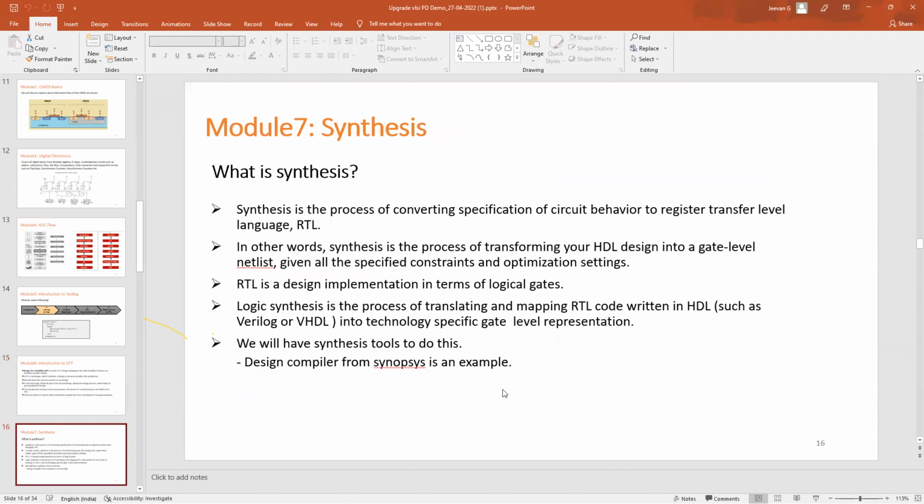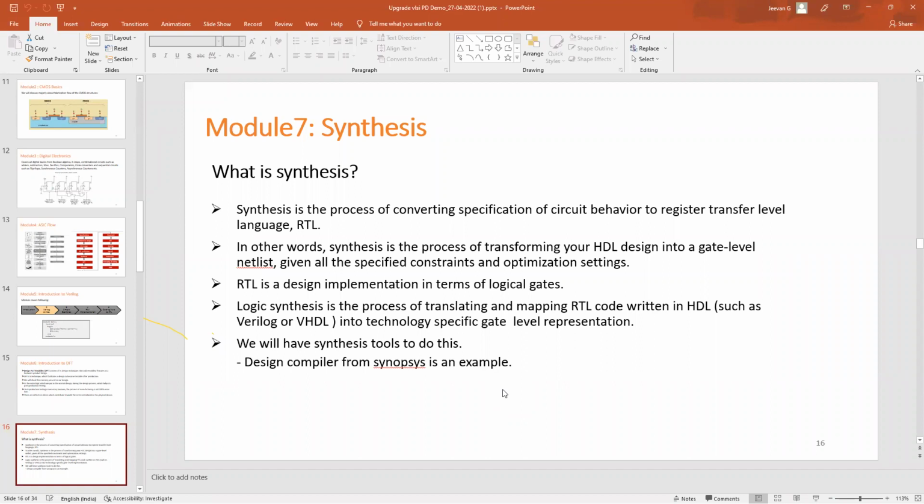As module 7, synthesis. What does synthesis really mean, what are the useful steps, and what are the stages in synthesis? We're going to cover all these things in the synthesis stage. Usually we get RTL code from the RTL team, and we need to convert that RTL code into a gate level netlist, which is the basic input for a physical design activity.